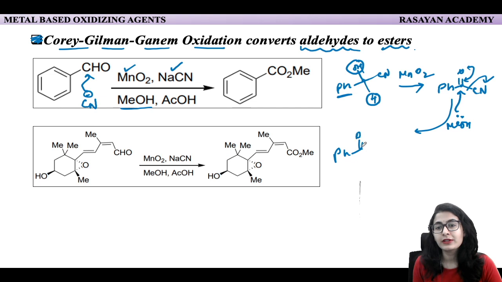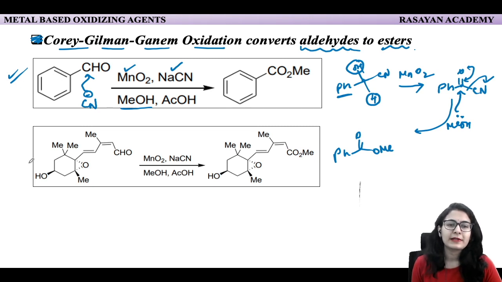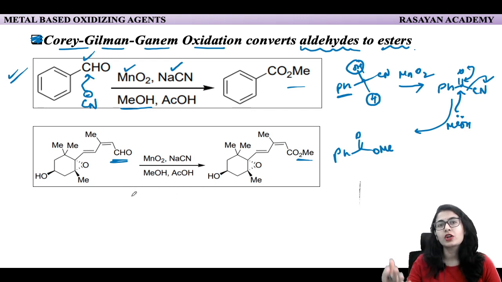You are going to now get the ester because cyanide is a good leaving group, that's why. So this is an application of this MnO2 oxidation along with the allylic and benzylic oxidation. Definitely this is one more application. So you can convert a simple aldehyde to an ester or an alpha beta unsaturated aldehyde to an ester, keeping in mind that since the condition is not too acidic, it is going to tolerate the epoxide.